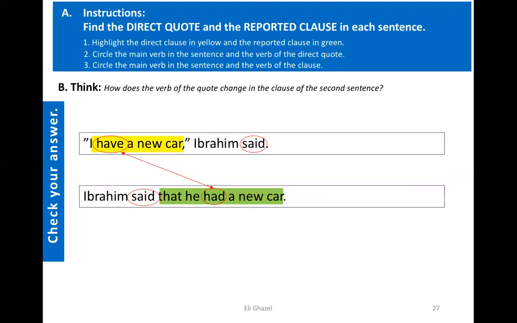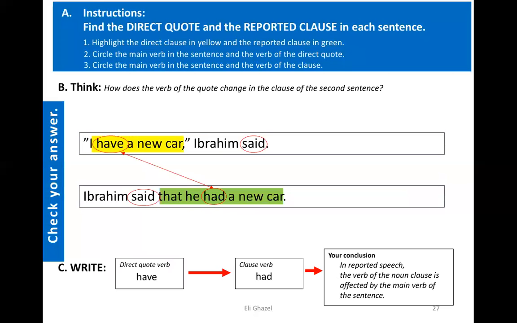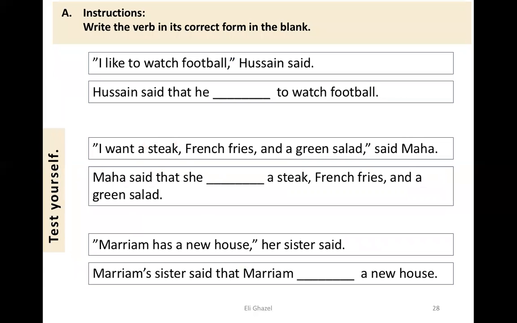It's not a sentence by itself. And we think, how does the verb change? Oh, look at this. Have has changed to had. Our conclusion is, in a direct quote, the verb is have. In the clause, the verb is had. And this is what we do. And now you give them the final test yourself.